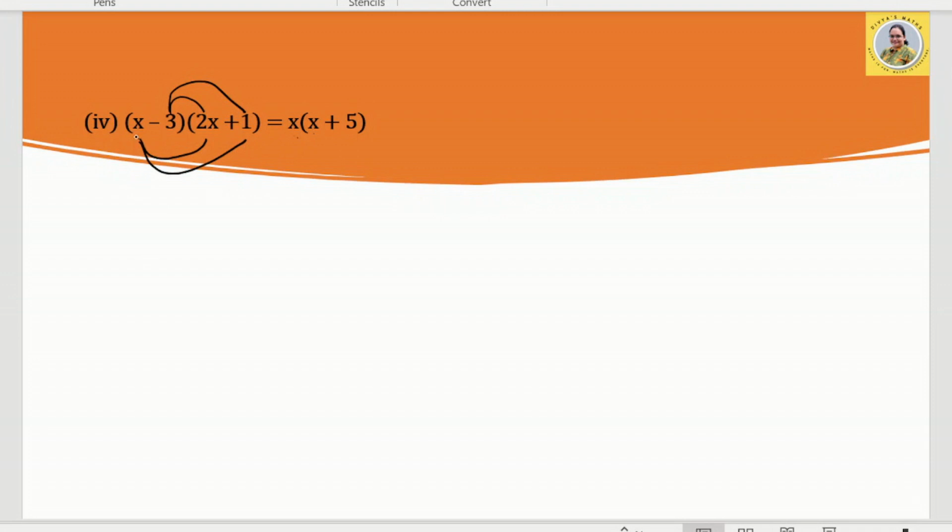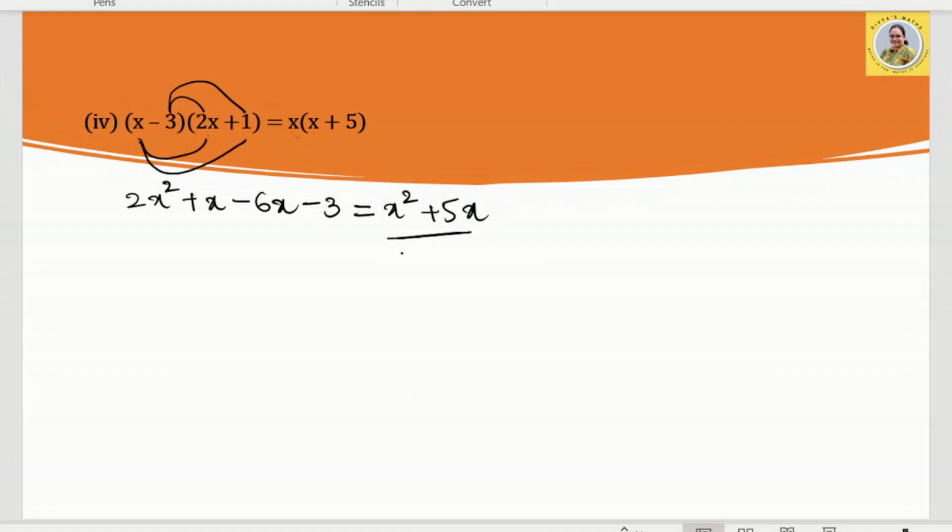First we will multiply x with 2x, which is 2x square. You have plus sign, right? x into plus 1 is plus x. Minus 3 into plus 2x is minus 6x. Minus 3 into plus 1 is minus 3, is equals to x into x is x square, plus x into plus 5 is plus 5x.